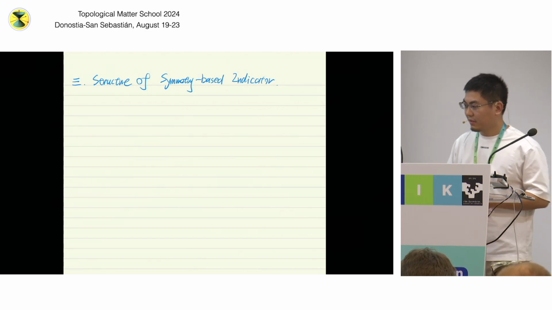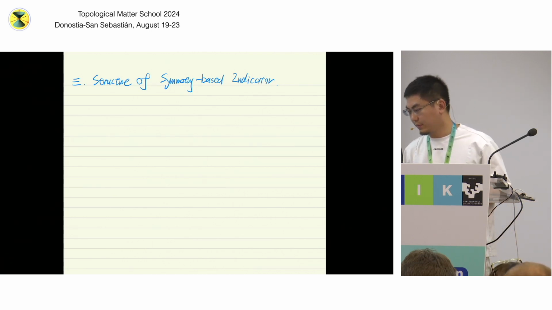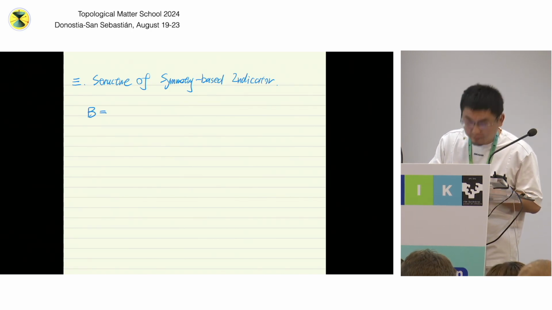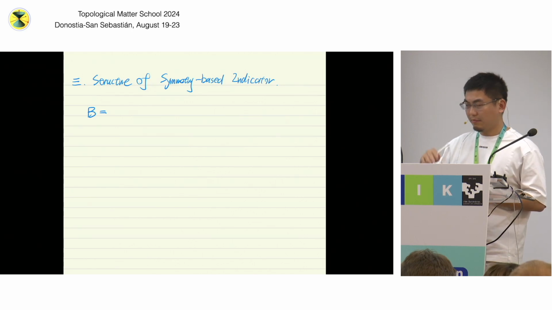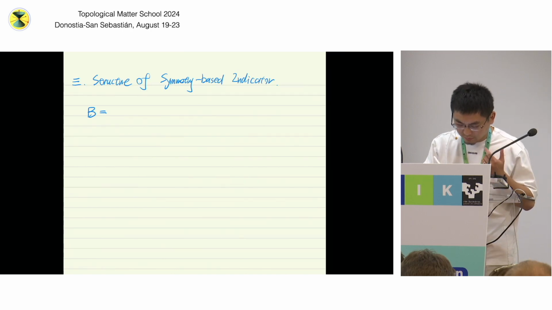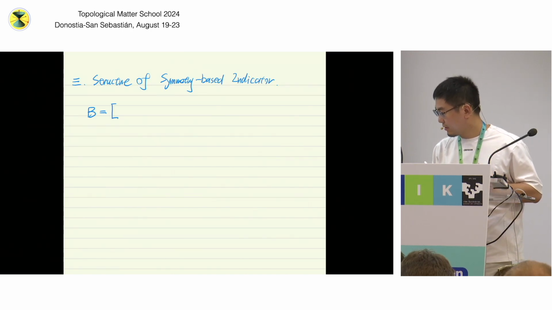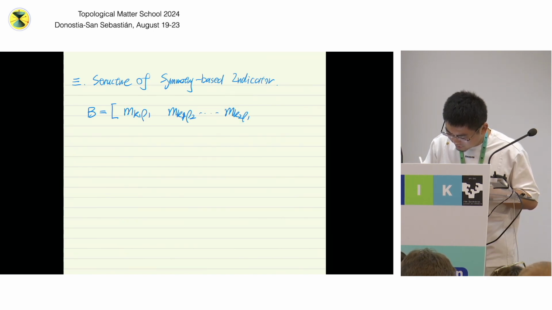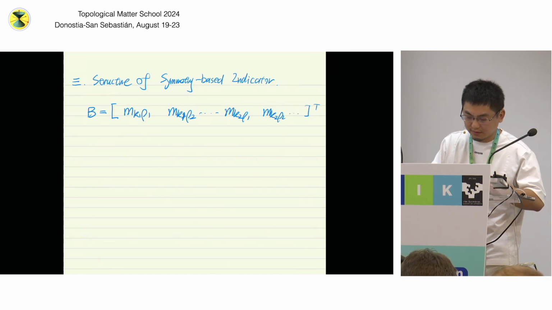So given the examples I just talked about, it's reasonable to say that a description of a band structure can be given by the multiplicity of occupied irreducible representations. So we can introduce a vector, we call it a B vector, in this way: M_K1^ρ1, M_K1^ρ2, M_K2^ρ1, M_K2^ρ2. So let me explain this notation.